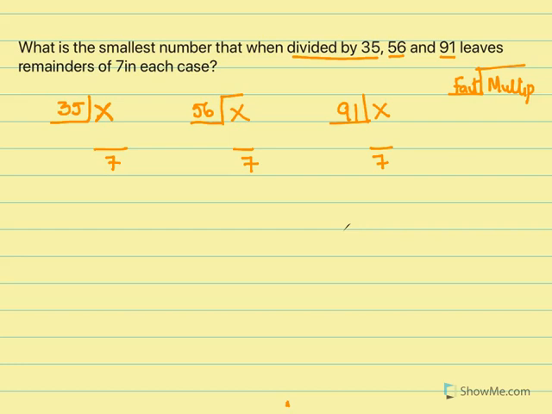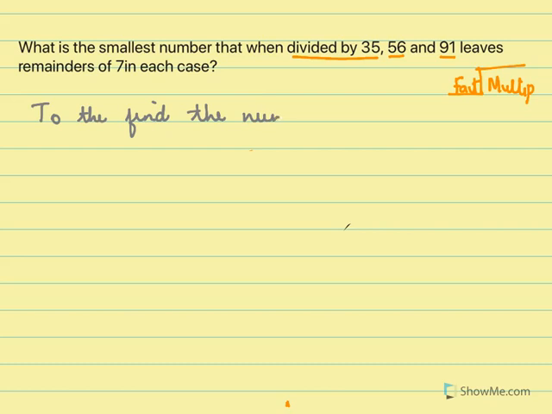So here we see that we have to find the LCM, because we need to find this number, and this number is always a multiple. So we go ahead and find the LCM of 35, 56 and 91. To find the number, we need to find the LCM.